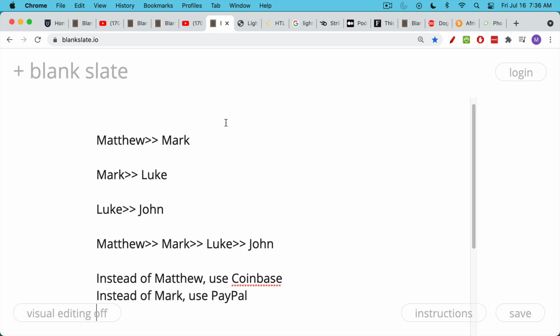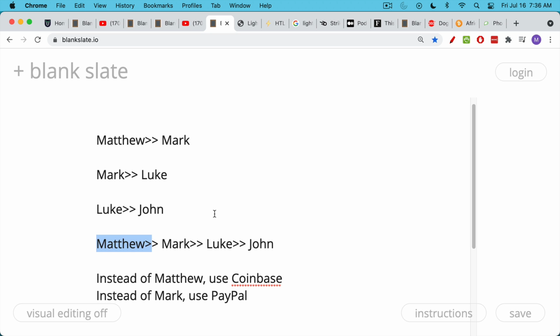So this gets more interesting when we think of multiple Lightning channels. In the previous example, we just had Matthew and Mark. But what if Mark and Luke have a channel, and then Luke and John have a channel? What this means is that Matthew can send money to John by routing it through Mark and through Luke.